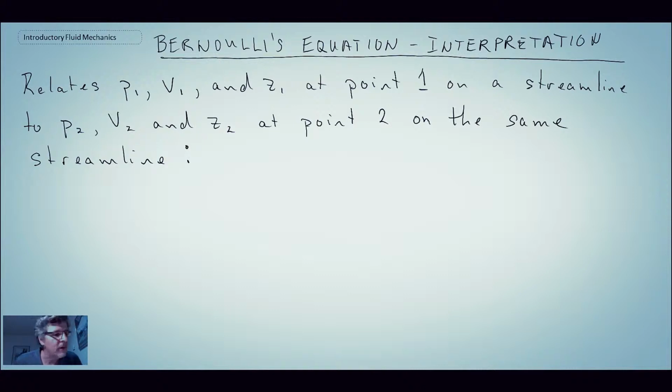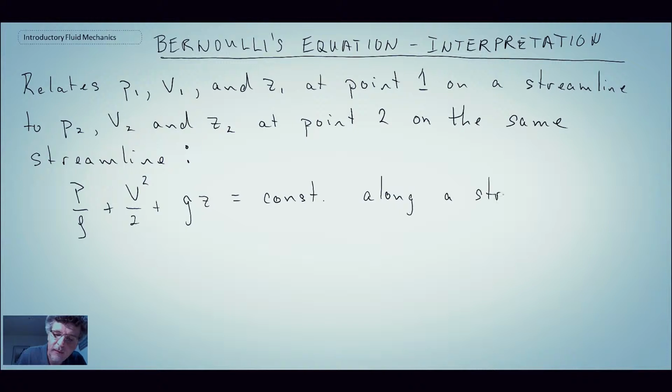So what Bernoulli's equation does is it says that if we evaluate P over rho plus V squared over 2 plus GZ, that is going to be equal to a constant provided that we are on the same streamline. So along a streamline.